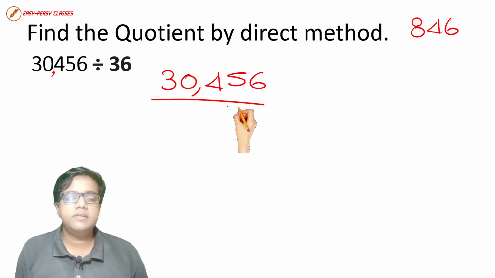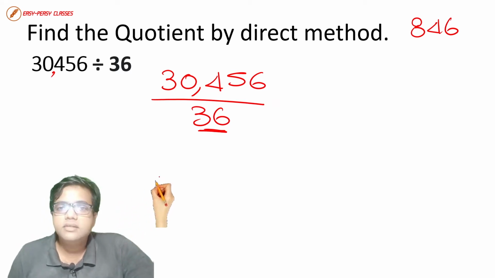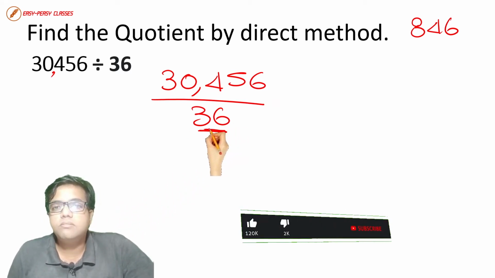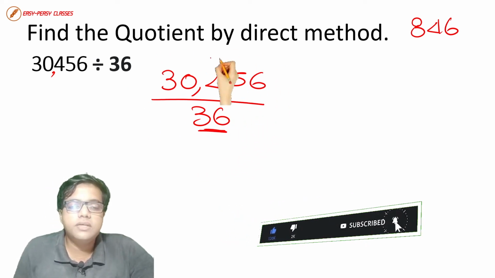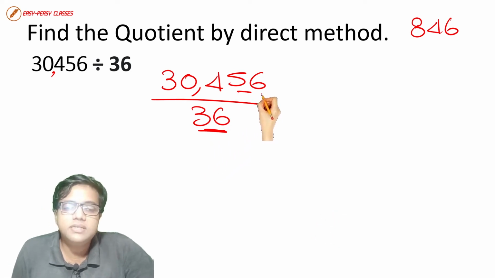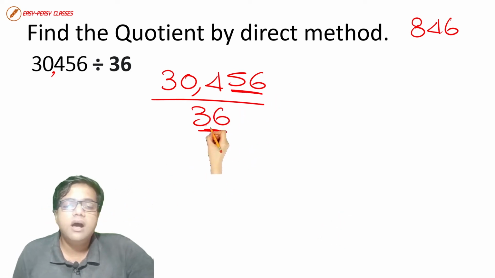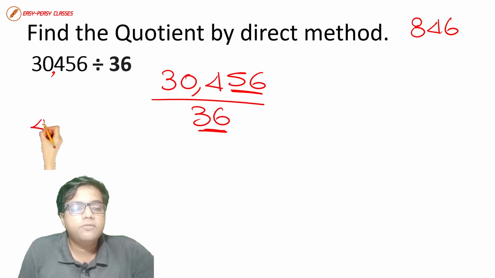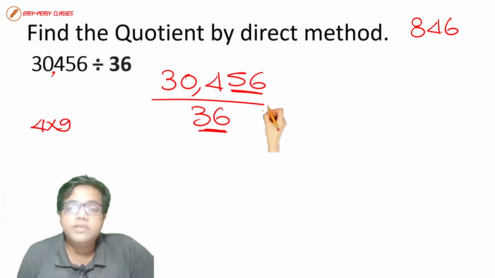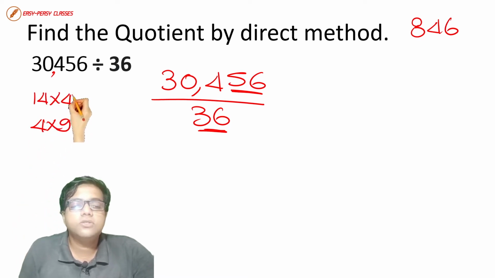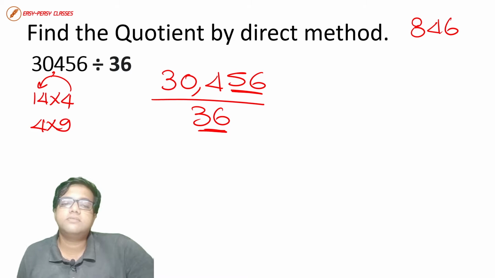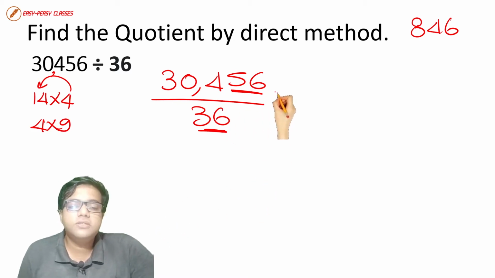30,456 divided by 36. So these two numbers are divisible by 4, aren't they? Last two digits should be divisible by 4. So when this is divisible by 4, in order to check whether the above number is also divisible by 4, we will check the last two digits. 56 is there. How is 36 divisible by 4? 4 9s is 36. How is 56 divisible by 4? 14 4s is 56, isn't it? So therefore you can also write it as 4 14s is 56, right? So when last two digits are divisible by 4, the whole number is divisible by 4.